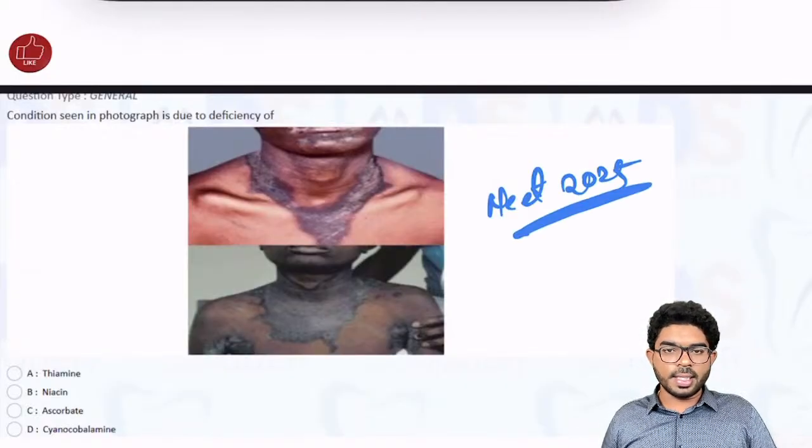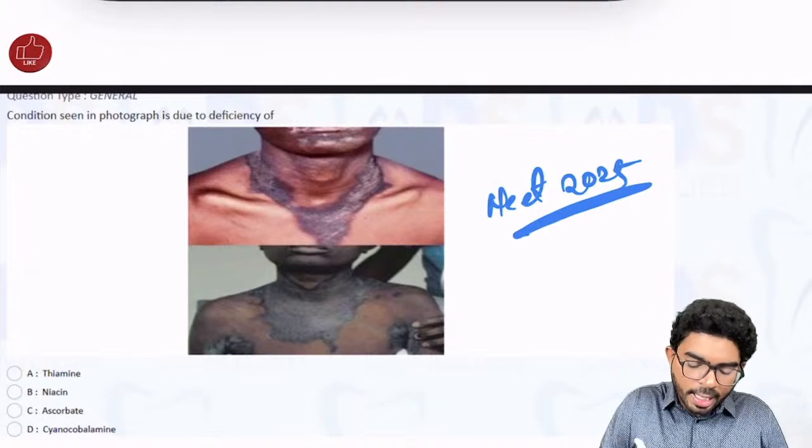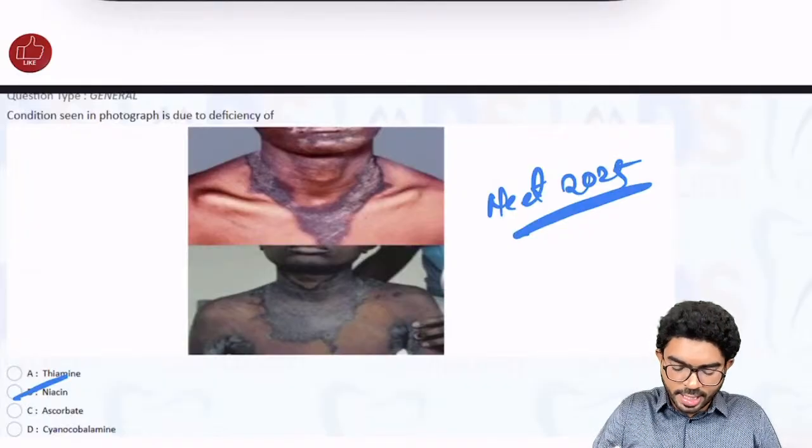The condition that is seen is basically due to a deficiency. This is a dermatitis seen on the neck, called Casal's necklace, which is most commonly associated with pellagra, niacin deficiency. That is your option B.